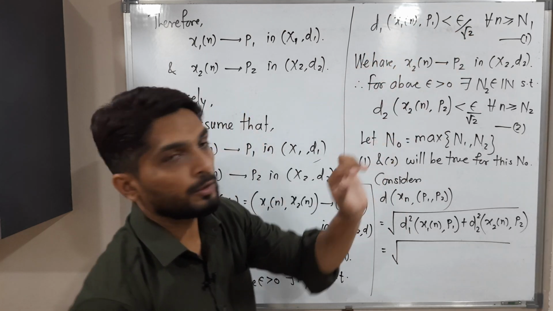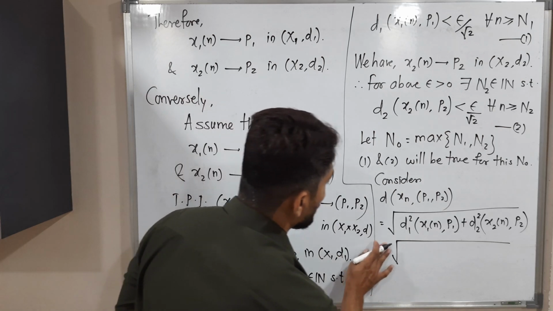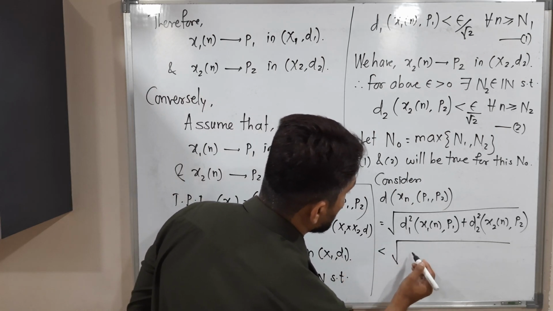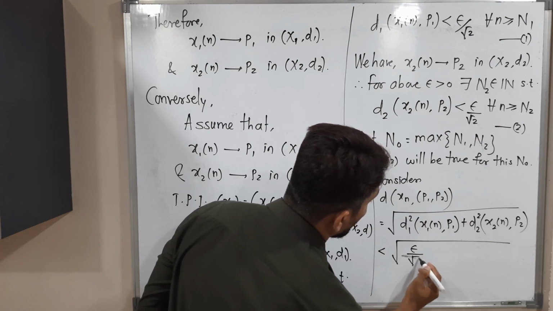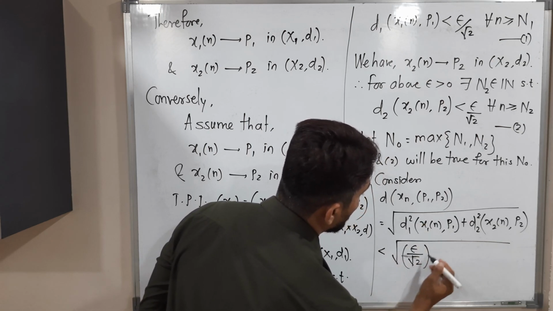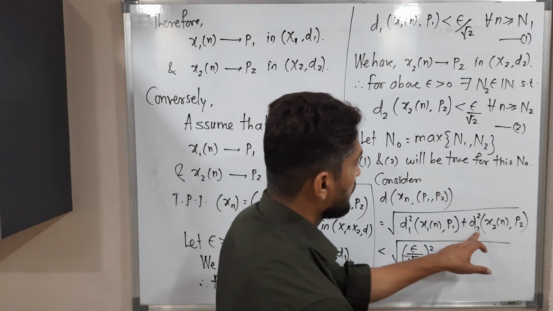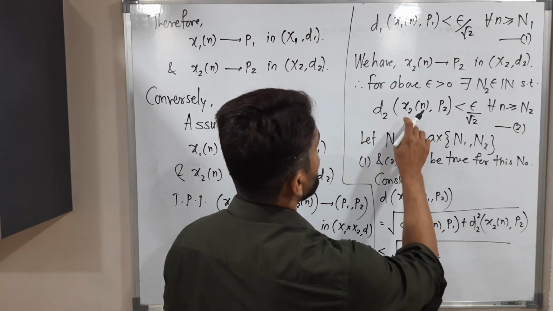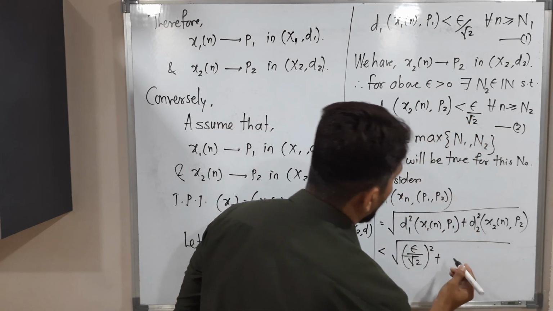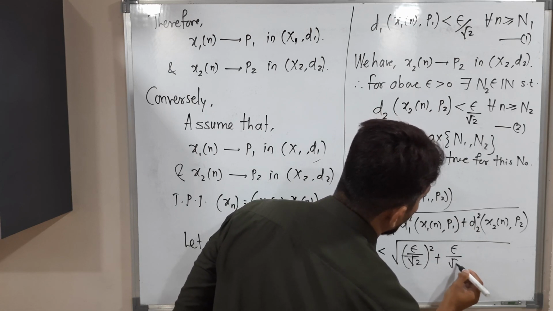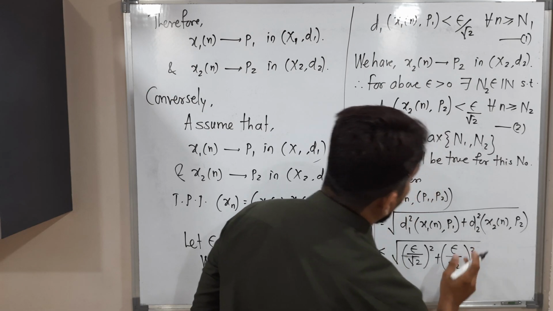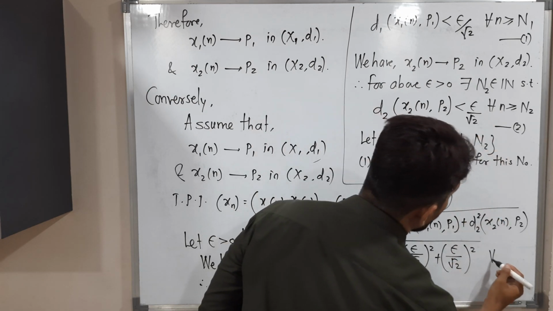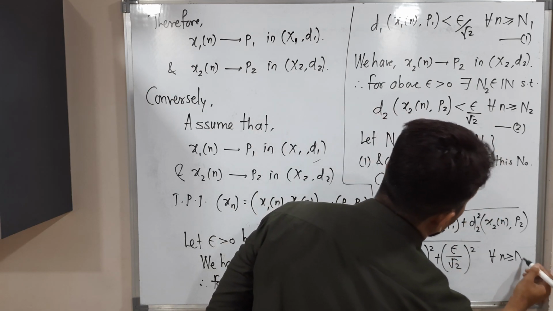less than this epsilon by root 2. So this thing we can use and we can mention less than. This is less than epsilon by root 2. But see, square is there, so we should write square, plus what about d2? d2 of x2n comma p2 less than again epsilon by root 2. So epsilon by root 2. But see, the square is there, so I should write bracket square. And obviously both are true for n0. So for all n greater than or equal to n0.